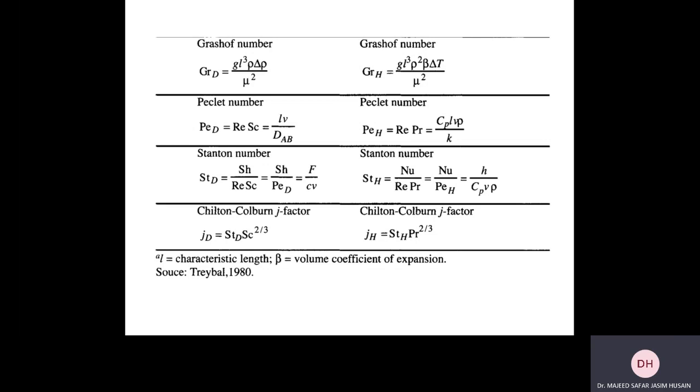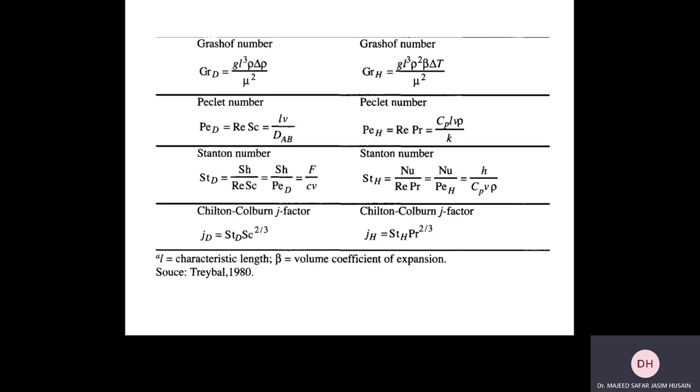Again, you can do the same thing for the Stanton number. The Stanton number for heat is defined as Nusselt divided by Reynolds divided by Prandtl. You can now replace the Nusselt by the Sherwood number. Reynolds will stay as it is. The Prandtl number will be replaced by the Schmidt number. So if the Stanton number for heat equals Nusselt divided by Peclet, you can just replace the Peclet for heat with the Peclet for diffusion, which is mass transfer.